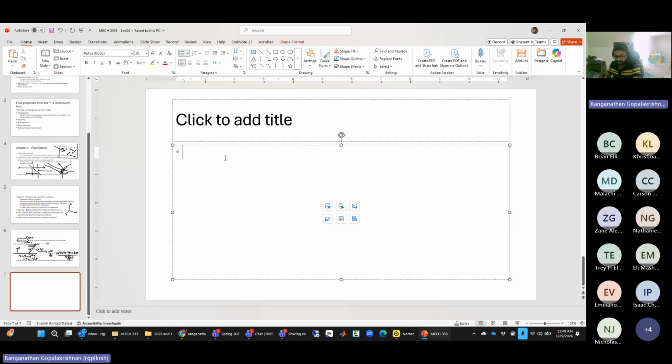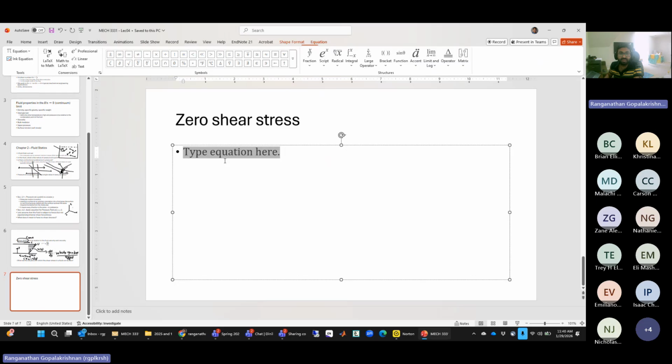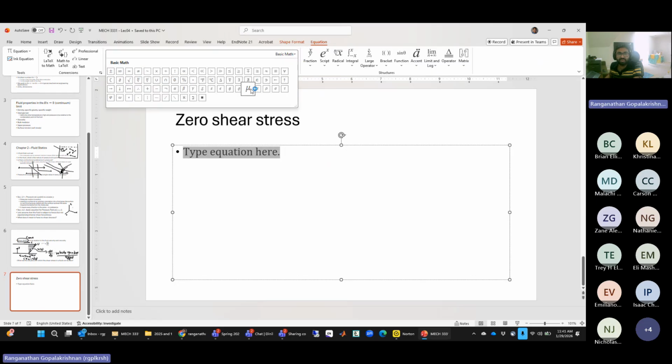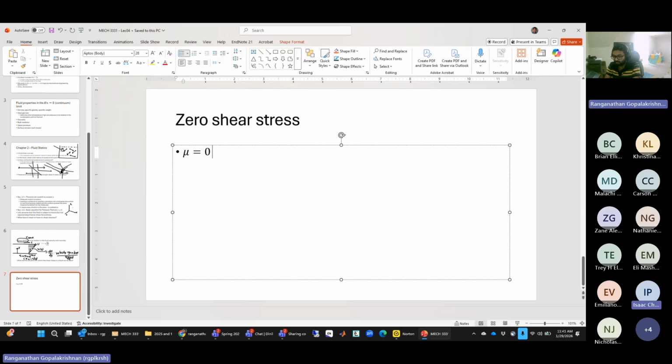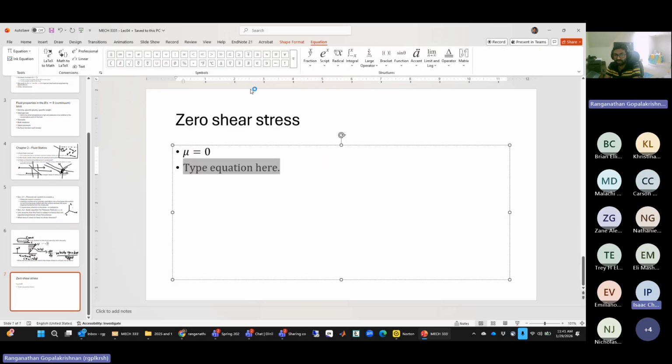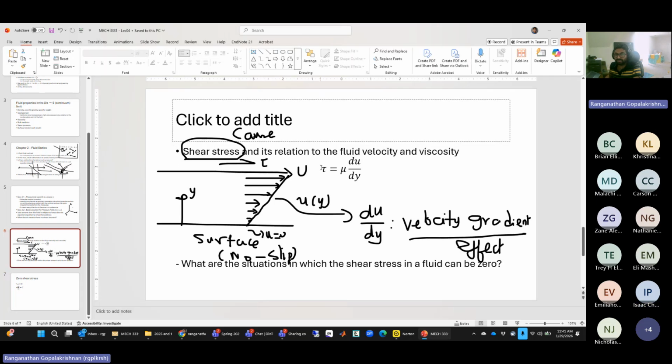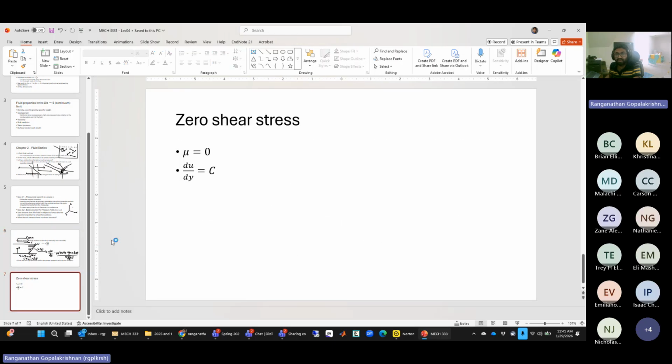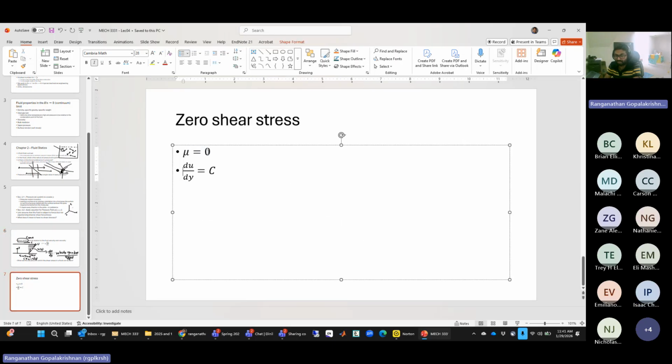Okay, so I'm going to write first: zero shear stress. When is it possible? When viscosity is zero. And then what was the other response? du dy is constant. So when you say du dy is constant, it could still be that shear stress is nonzero. You are saying mu is zero, but du dy is some constant. Is that what you meant?